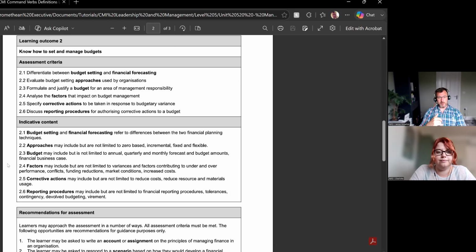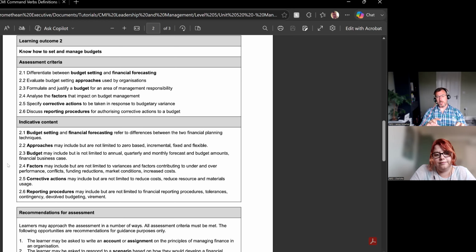2.5 then, specify corrective actions to be taken in response to budgetary variance. What you might do here is, again, define what budgetary variance might look like. What typically might that look like? How do we know where we're varying? What kind of even basic measure, ways would we know where we've got budgetary variance as we deploy a budget out into the real world?